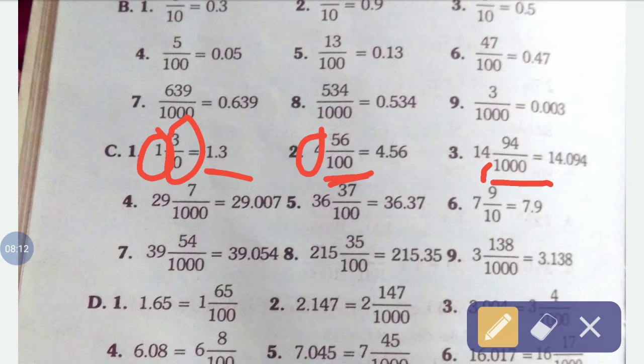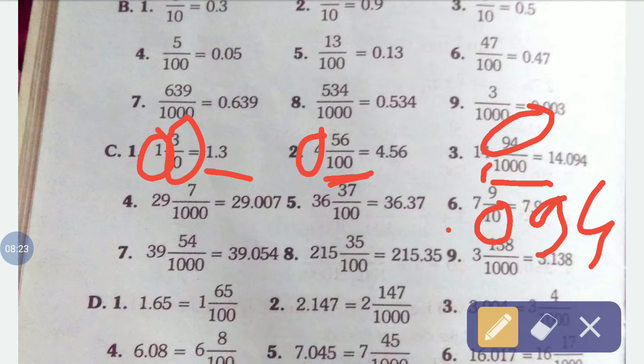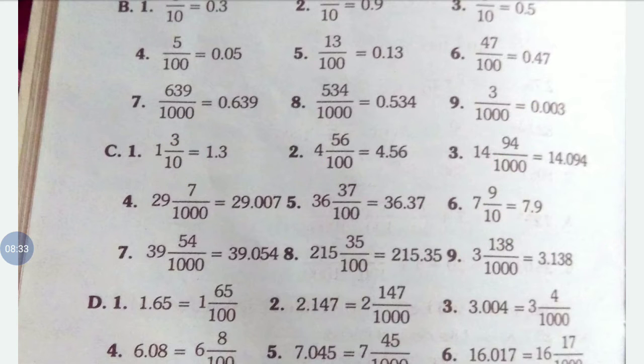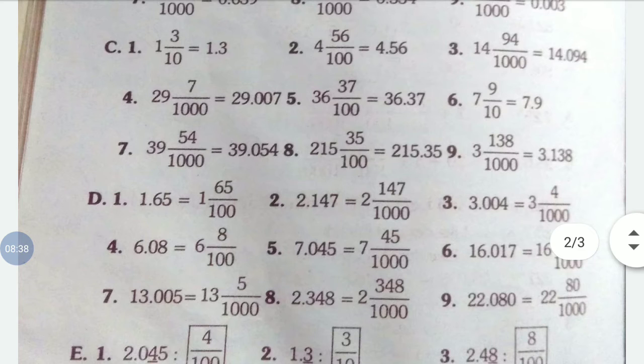here there are 3 zeros. So if there are 3 zeros, the decimal point will be after 3 digits. We have only 2 digits, so as it is 94, give the 0, give the decimal point, and before that the whole part will be there, so it will be 14.094. In this way you have to do the next examples.